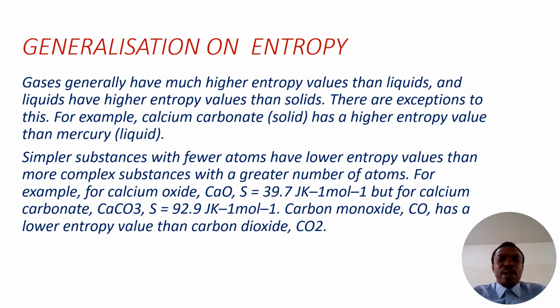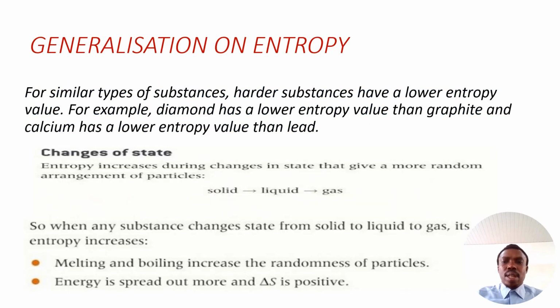So these are a few exceptions that we need to know when it comes to what? Entropy values. The fewer the atoms, the lower the entropy value; the more the atoms, the higher the entropy value. We're still going to look at other exceptions and other generalizations of entropy. Please take note of this. Still on the exceptions, for similar types of substances, harder substances have a lower entropy value. For example, diamond has a lower entropy value than graphite, and calcium has a lower entropy value than lead. Please take note of these few exceptions.